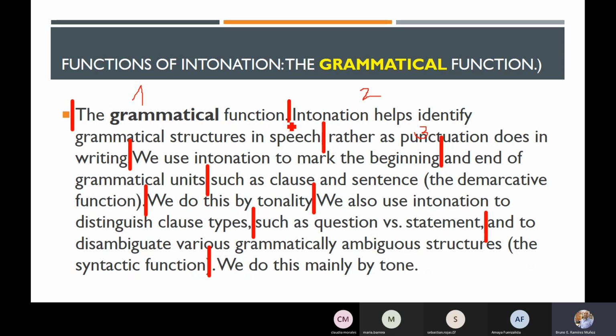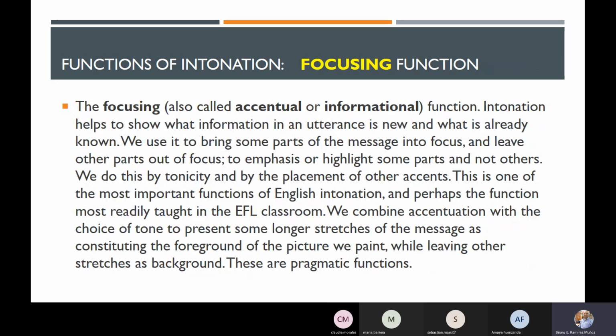Okay, and intonation helps us to organize this, so in terms of punctuation it is very clear for the listener, right? And it's not like one single paragraph without pauses, without punctuation, without organization, basically. The next function of intonation is a focusing function, but some authors also call it accentuation.